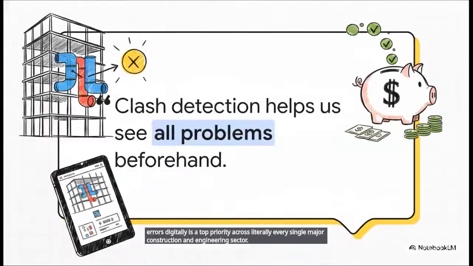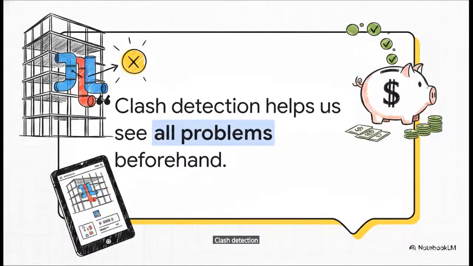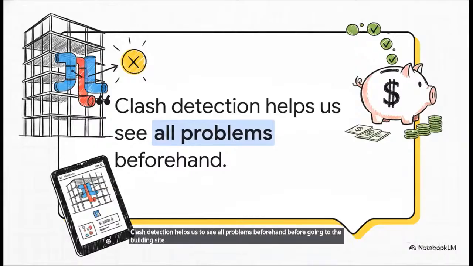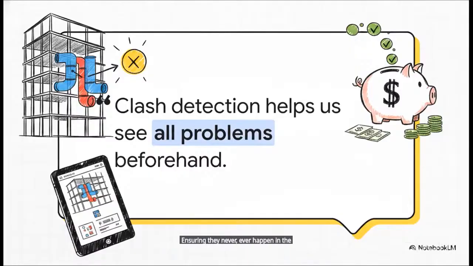To summarize the ultimate value proposition here, we pulled this direct quote from the webinar's Q&A session. "Clash detection helps us to see all problems beforehand before going to the building site." It's an incredibly simple statement, but it represents millions of dollars in potential savings. By running these automated parameter validations and collision matrices, you're catching the expensive errors in the digital twin, ensuring they never ever happen in the real physical world.